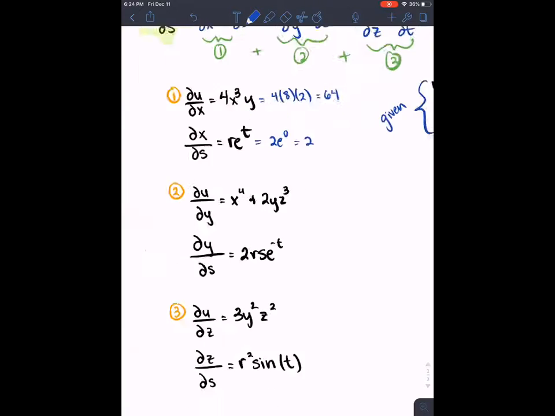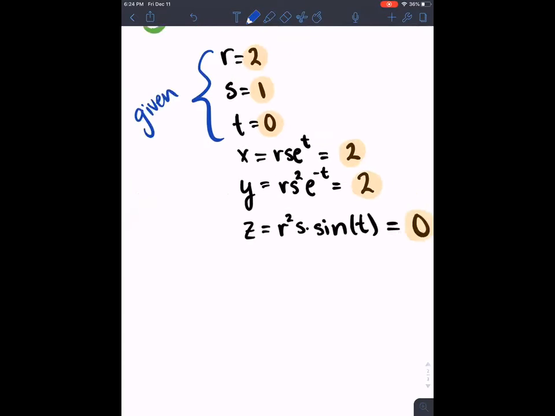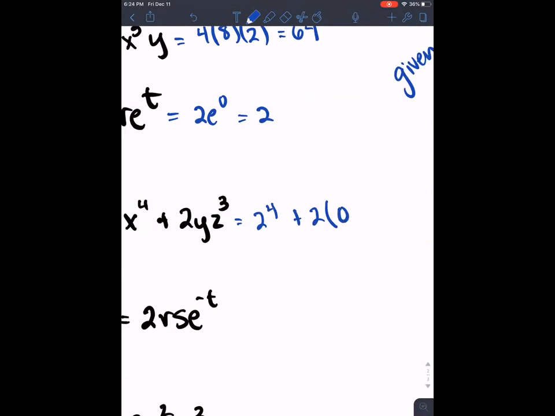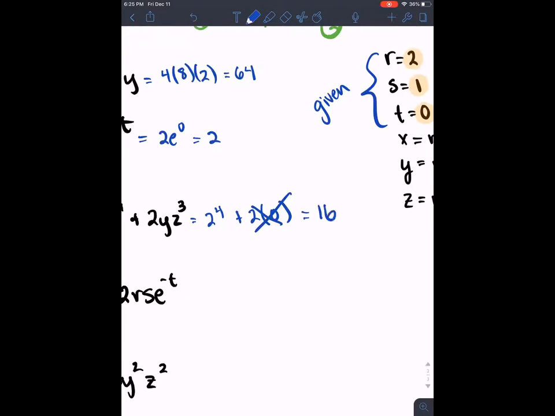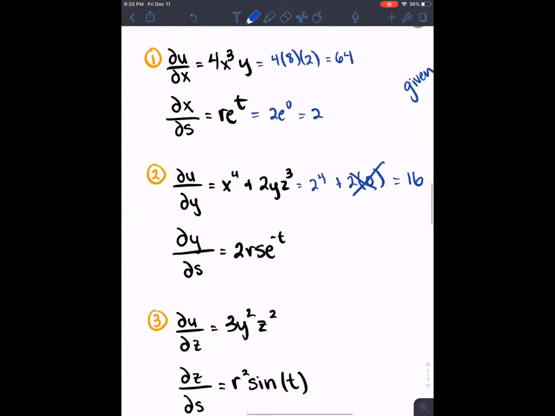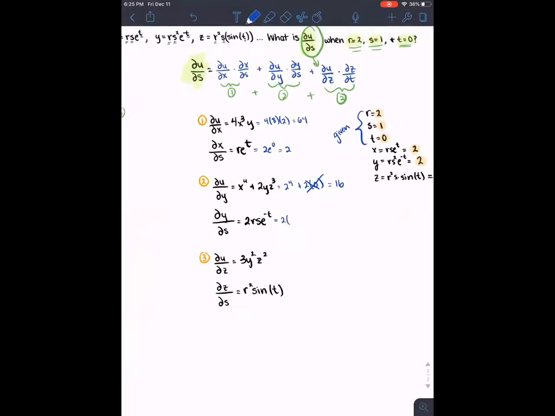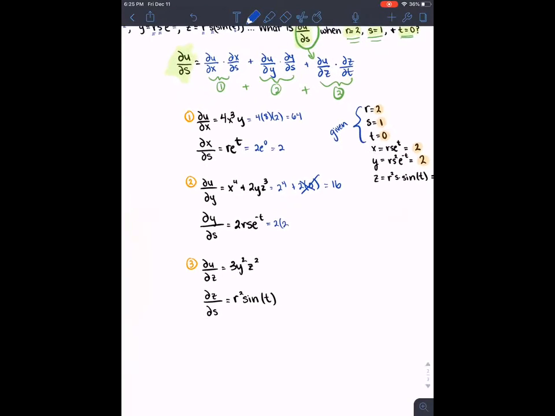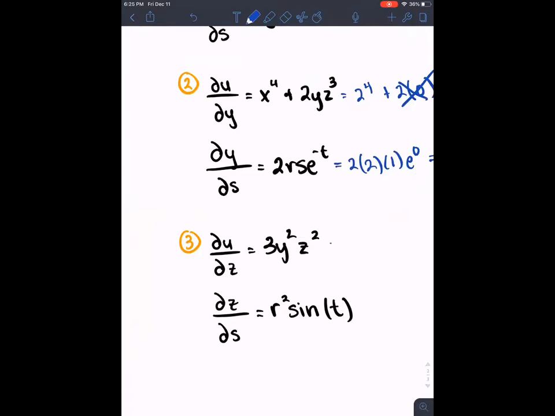This one right here ends up being 2 to the 4th, plus 2 times, we know that y is 2, and we know that z is 0, so this term will just end up being 0. Yeah, so 2 times 2, that should be 16. Here we have, again, plug and chug, 2 times r, which is, what is our r? Our r is 2, times our s, which is 1, times our e to the 0th, which is equal to 4. I know it's tedious, but we're almost there.